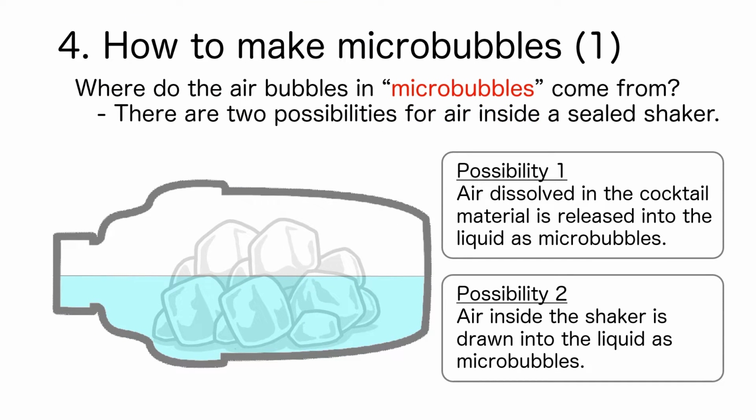Let's think about where the air that is the source of the microbubbles created in the sealed environment inside the shaker comes from. There are two possibilities. One possibility is that air dissolved in the cocktail ingredients was released into the liquid as microbubbles. Another possibility is that the air inside the shaker was drawn into the liquid as microbubbles.